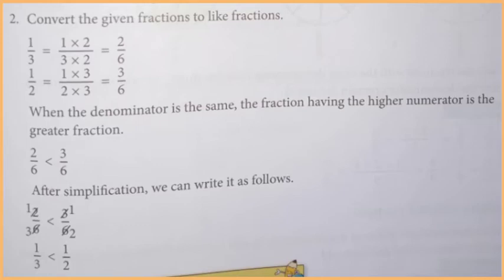Step 2. Convert the given fractions to like fractions, that is 1/3 equals (1 into 2)/(3 into 2), which equals 2/6, and 1/2 equals (1 into 3)/(2 into 3), which equals 3/6. When the denominator is the same, the fraction having the higher numerator is the greater fraction, that is 2/6 is less than 3/6. After simplification, we can write it as follows: 2/6 is less than 3/6, which means 1/3 is less than 1/2.